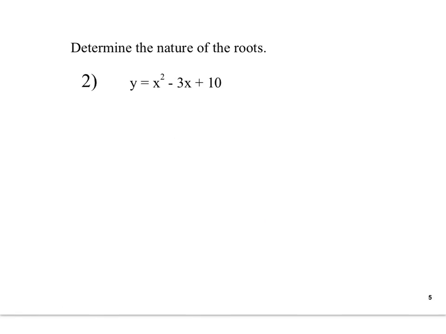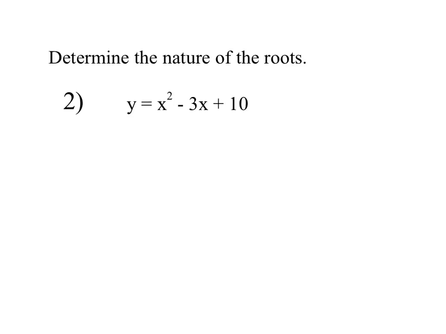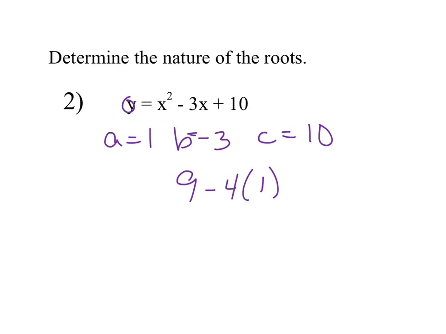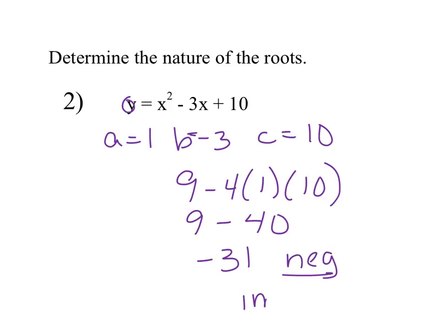Okay, so this one, A is 1, B is -3, C is 10, so we just do B squared. That B squared is 9, minus 4AC. So that's 9 minus 40, so that's -31. Well, that's negative, so it's imaginary, meaning it's not going to hit the x-axis at all.